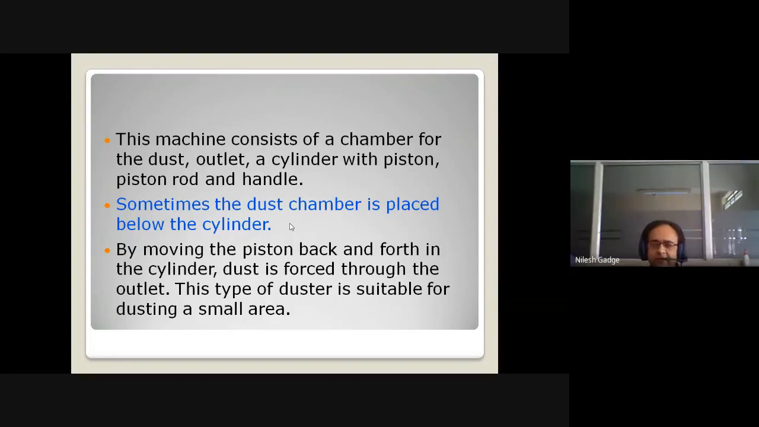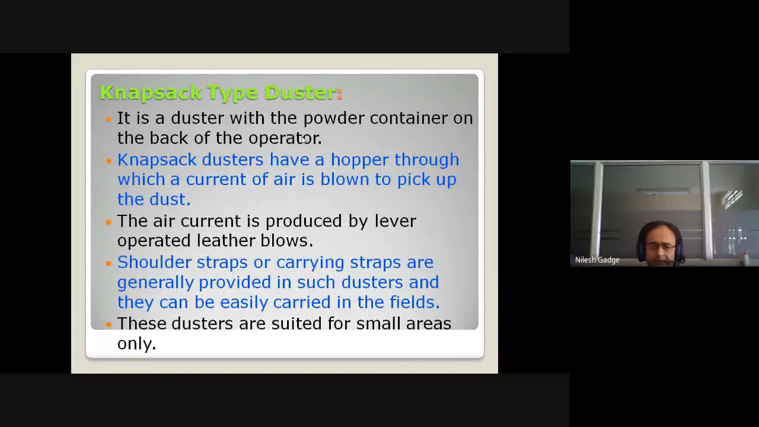Just watch that. Okay. So by moving the piston back and forth in the cylinder, dust is forced through the outlet. This type of duster is suitable for dusting small areas. This is all about the plunger type duster. Okay. Now the knapsack type of duster.